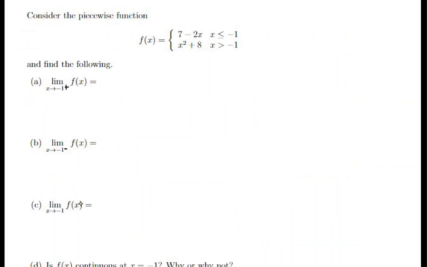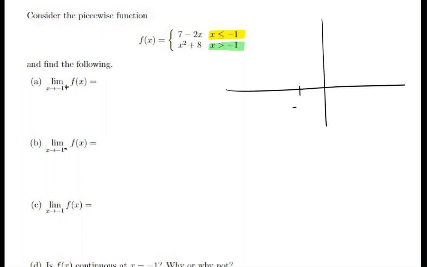Okay, this is asking us to find the limit, from the right, from the left, and the two-sided. And we've got this piecewise function. Notice it acts like the line 7 minus 2x for all x values less than or equal to -1, and it acts like the function x squared plus 8 for all values greater than -1. And we're looking at the limits at -1.